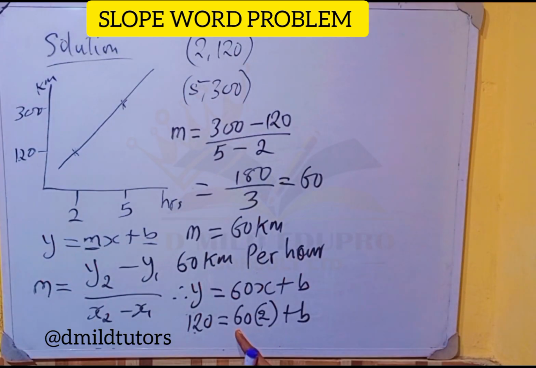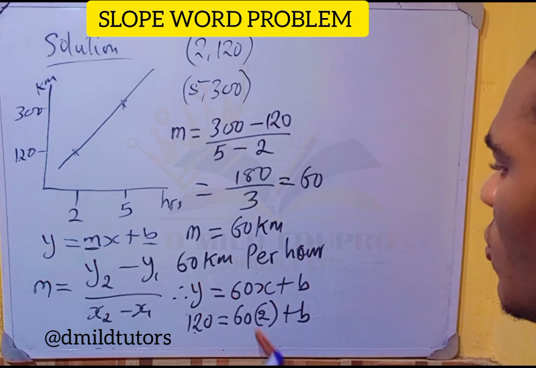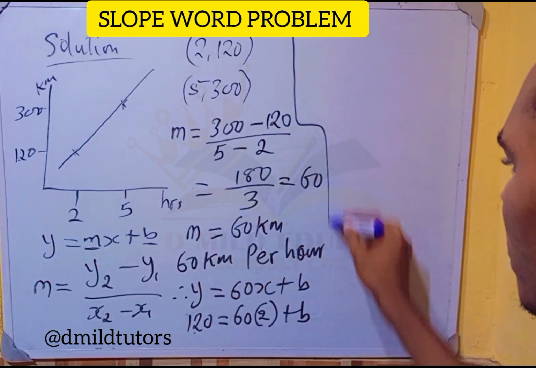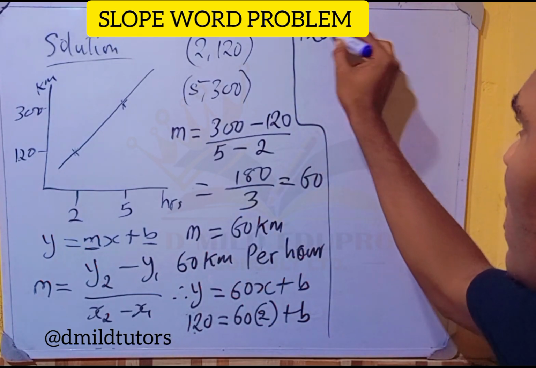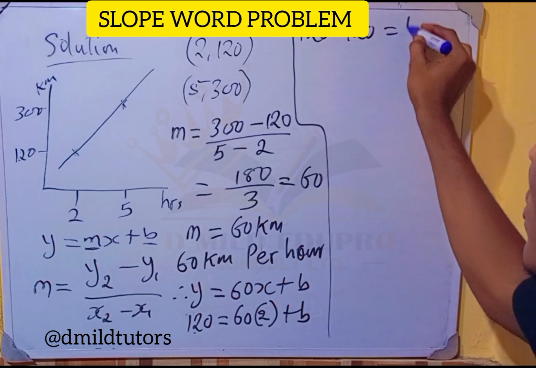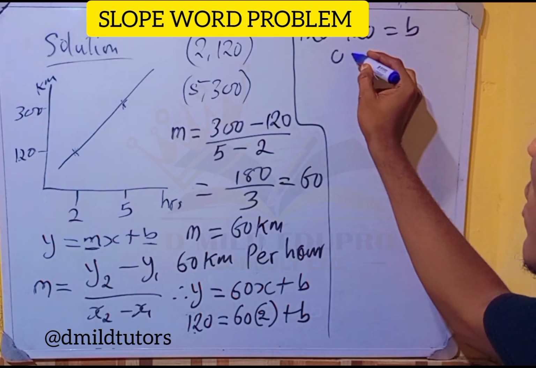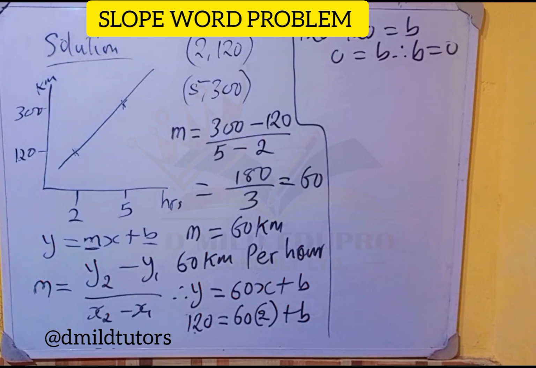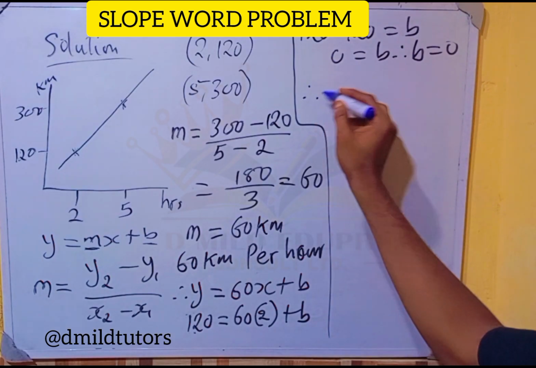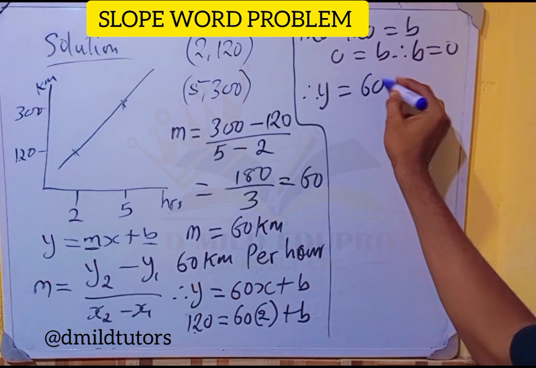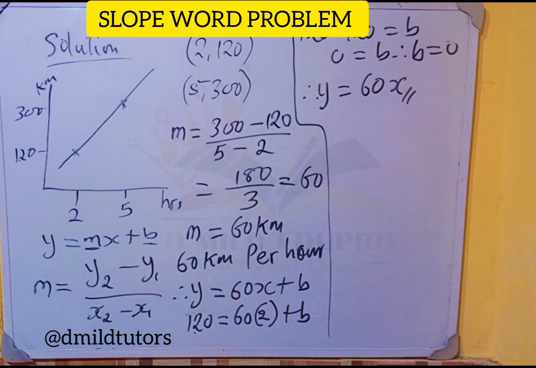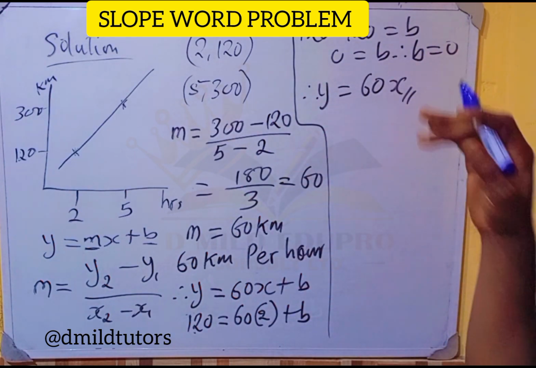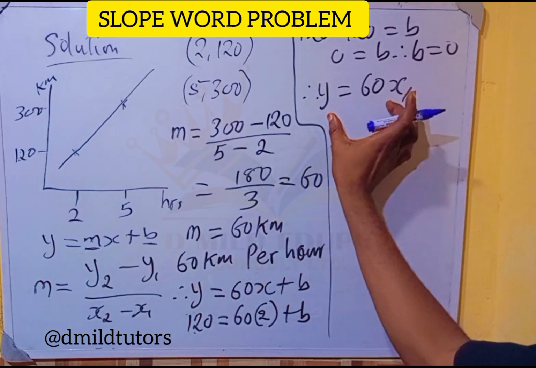plus b. 60 times 2 gives you 120, so we move it, and we have 120 take away 120 equals b. This will be 0 equals b, or therefore b is equal to 0. What that means is that y will be equal to 60x, because b is 0. Even if you add 0 to it, it gives you the same thing. So our equation of the line is this.